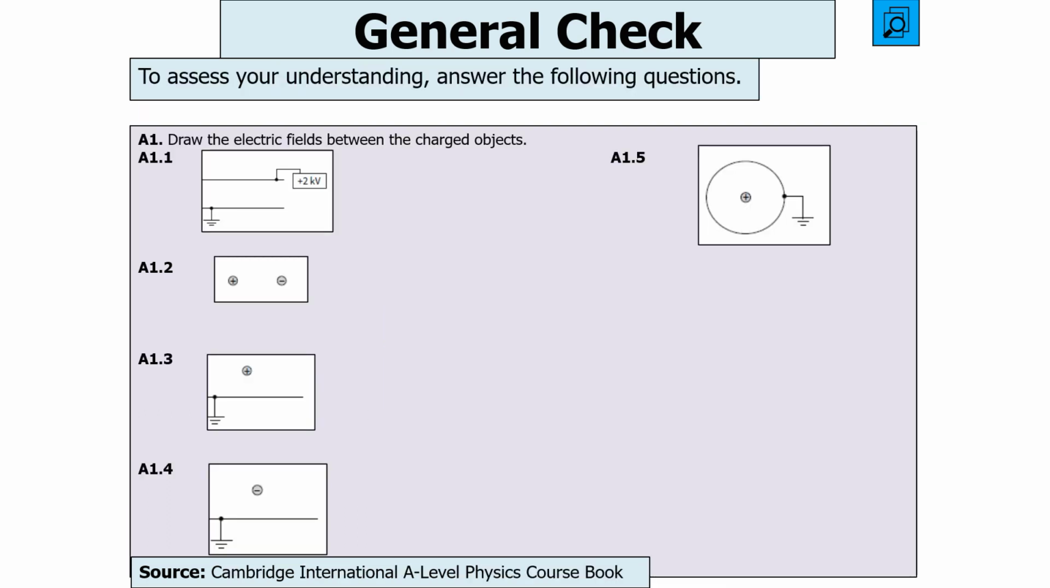The next question says, draw the electrical fields between the following charged objects. You've got 5 different pictures there. So pause the video now, then unpause the video when you want to go through your answer.